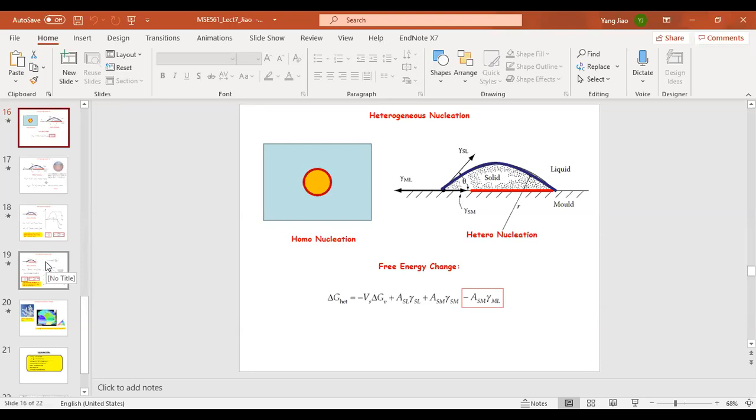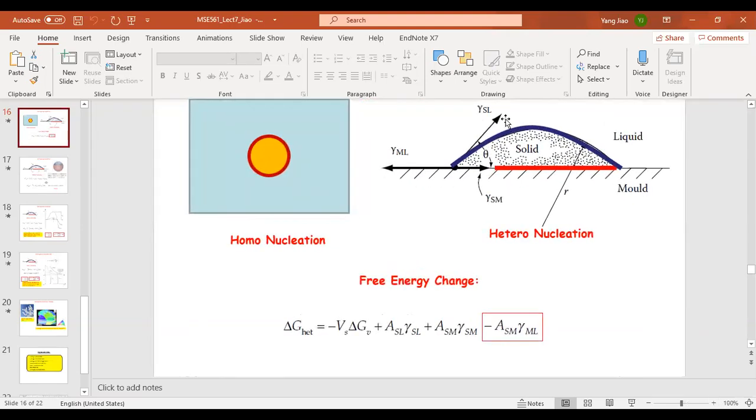We first mentioned homogeneous nucleation, where you have particles formed in the middle of this bulk liquid. And we know that in this case, we need to worry about several key terms in terms of energy change or energy reduction when you transform a small amount of liquid into solid.